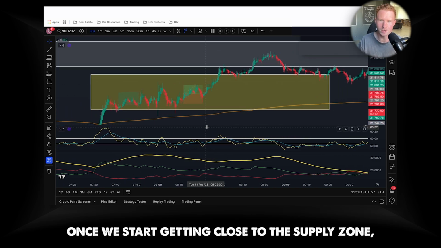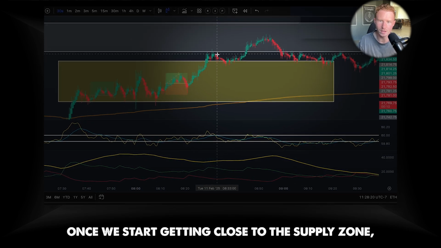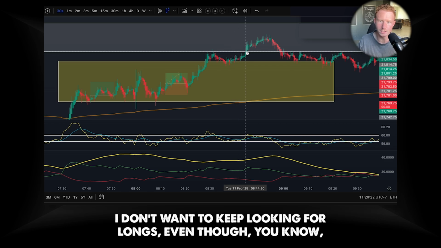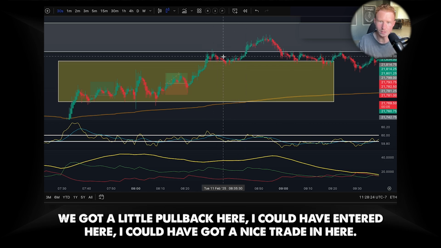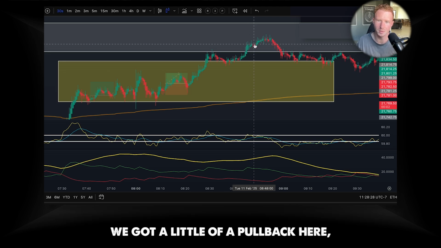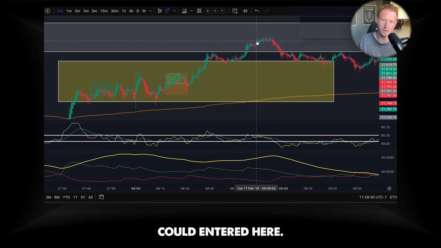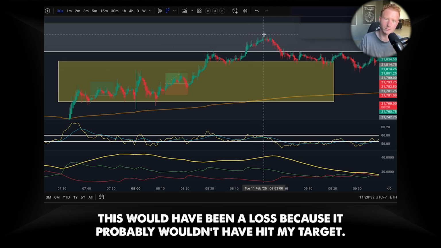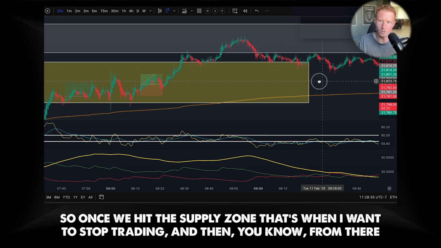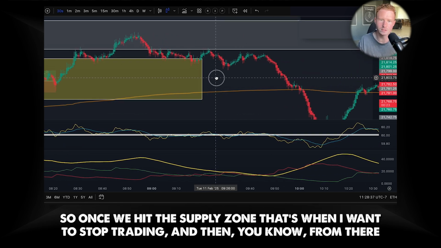Okay, once we start getting close to the supply zone, I don't want to keep looking for longs, even though we got a little pullback here. I could have entered here. I could have got a nice trade in here. We got a little bit of pullback here. Could have entered here. This would have been a loss because it probably wouldn't have hit my target. So once we hit the supply zone, that's when I want to stop trading.